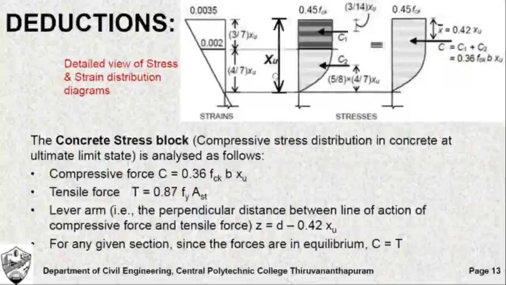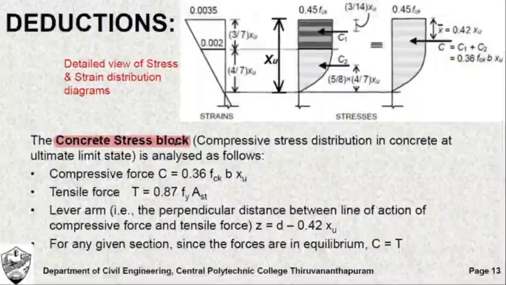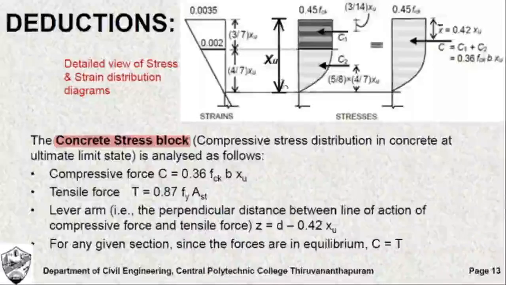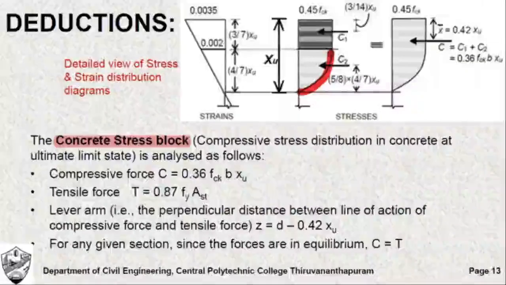For this, we introduce what is known as the concrete stress block. We know what is a concrete stress block. It is nothing but the compressive stress distribution at the level of concrete. So this distribution we have already studied, and we need to use this distribution to determine the force acting upon the concrete region. And we know two kinds of variations are there. One is a parabolic variation of stress followed by a straight line variation of stress.